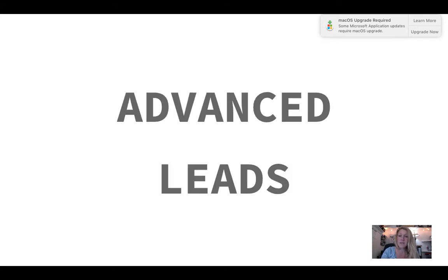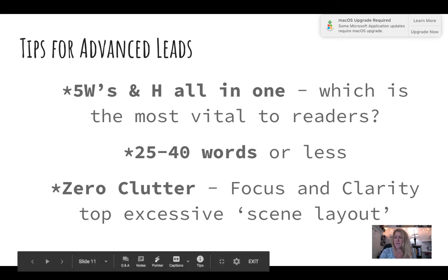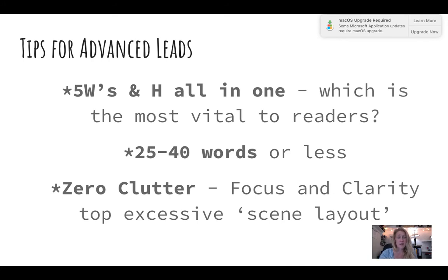When we talk about leads, we want to talk about advanced structures, and that will encourage a different type of news writing than just listing out or letting the audience get awareness of what is happening. For advanced leads, 5 W's and H all in one is an option. Which is the most vital, though, to your readers? When you want to talk about advanced structure, you can leave out one of those in the headline as well as the lead in order to further engage the readers.